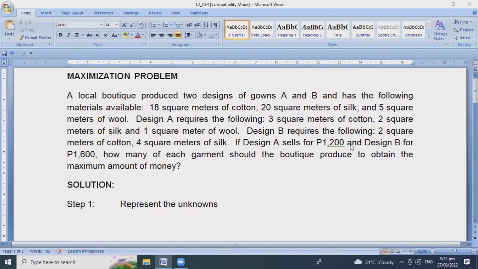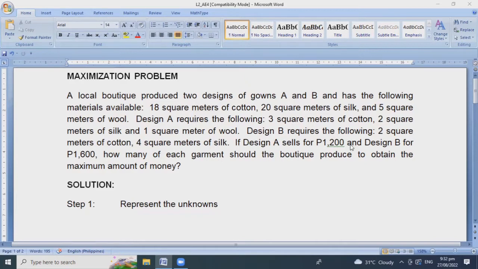If design A sells for 1,200 pesos and design B for 1,600 pesos, how many of each garment should the boutique produce to obtain the maximum amount of money? So in this given problem, we need to determine the number of design A and design B gowns to maximize the profit or sales. Ang materials available lang natin, cotton, silk, and wool na ang maximum lang na pwedeng gamitin when it comes to cotton ay 18 square meters. Pag sa silk naman, 20 square meters. Pag naman sa wool, 5 square meters.